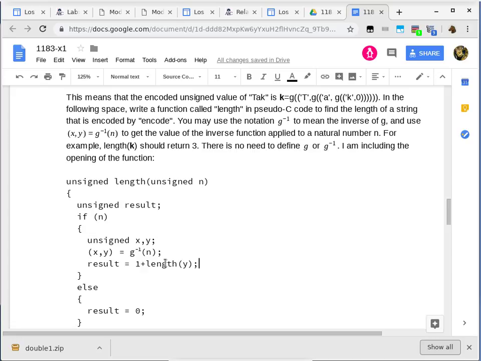Now this can be done non-recursively too. You can just use a loop. In my mind, recursion makes more sense, but to some people, an iterative algorithm makes more sense. So if you want to use an iterative version of this algorithm, it's perfectly okay with me. Just use a while loop to unravel x, y until y is 0, and every time you go through the loop, add 1 to the length. That's it. So there are several ways to approach this problem.